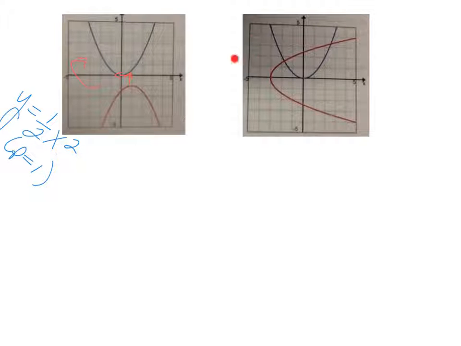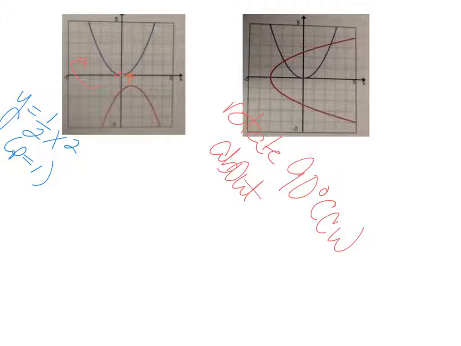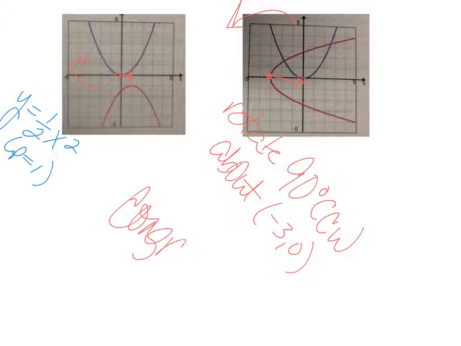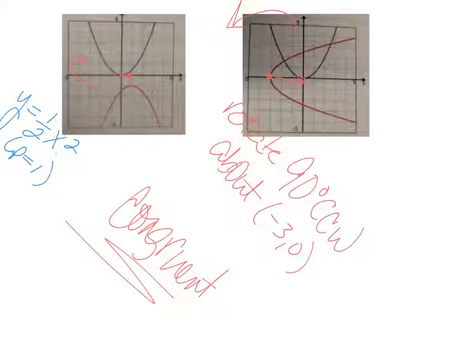For the graph over here, again, I'm trying to get the red one onto the blue one, I could rotate the red parabola 90 degrees counterclockwise about the point (-3, 0), and then translate the graph 3 units to the right. So if I rotated it counterclockwise about the point (-3, 0), and then translated it 3 units to the right, the red parabola would be on the blue parabola. So that proves that they are congruent just by some rigid transformations.